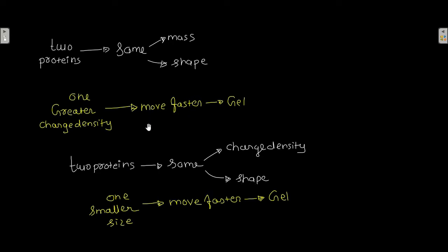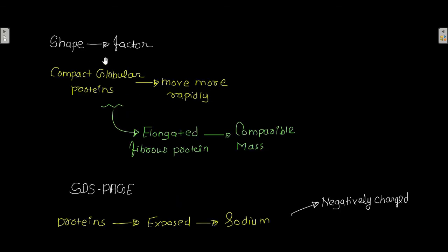Now shape is also a factor which determines the migration of proteins in the gel. Compact globular proteins will move rapidly as compared to elongated fibrous proteins, even though both of them have a comparable mass. Even if the mass is the same, the compact structure will move faster as compared to the fibrous structure.